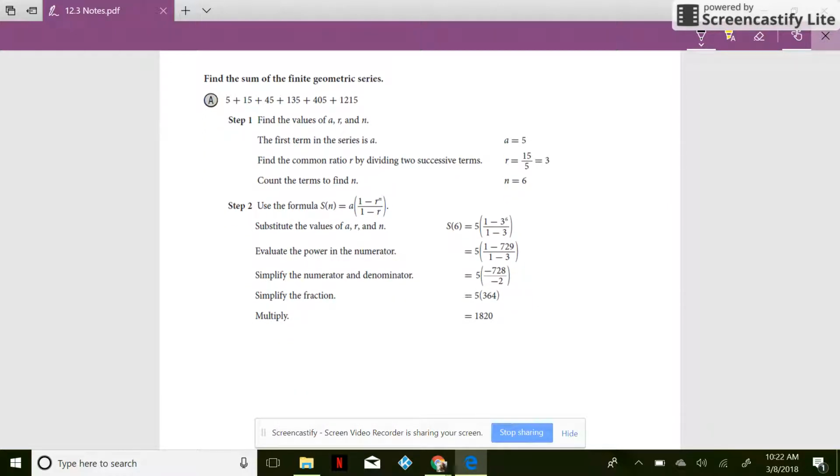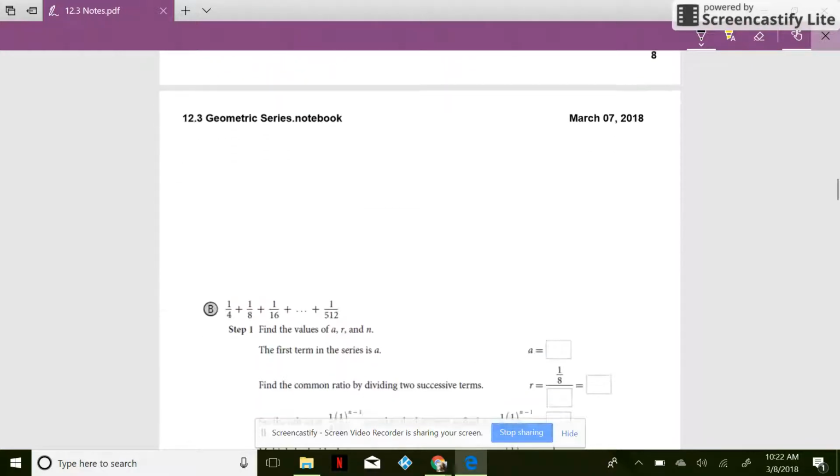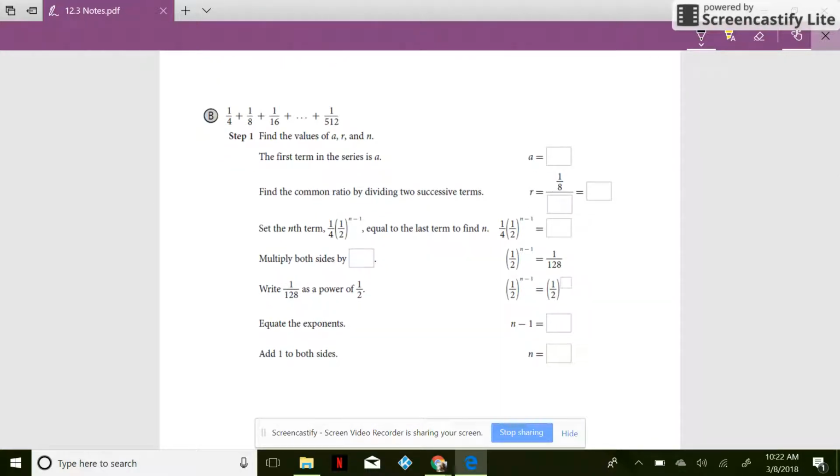If we wanted to find the sum of the geometric series, we want to find the values of a, r, and n. So a is the initial term 5, r is the common ratio, which is 3, and we count the number of terms, which is 6. Plug those values into the formula. And then this is mostly just all calculator work, plugging stuff in and finding the values.